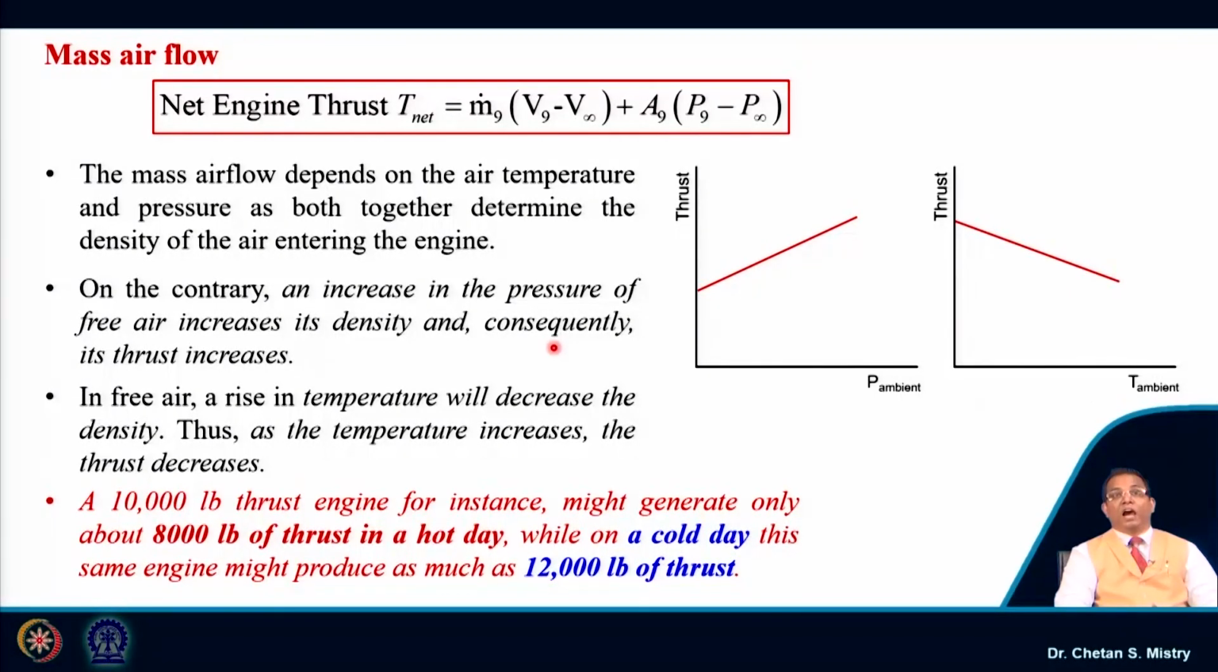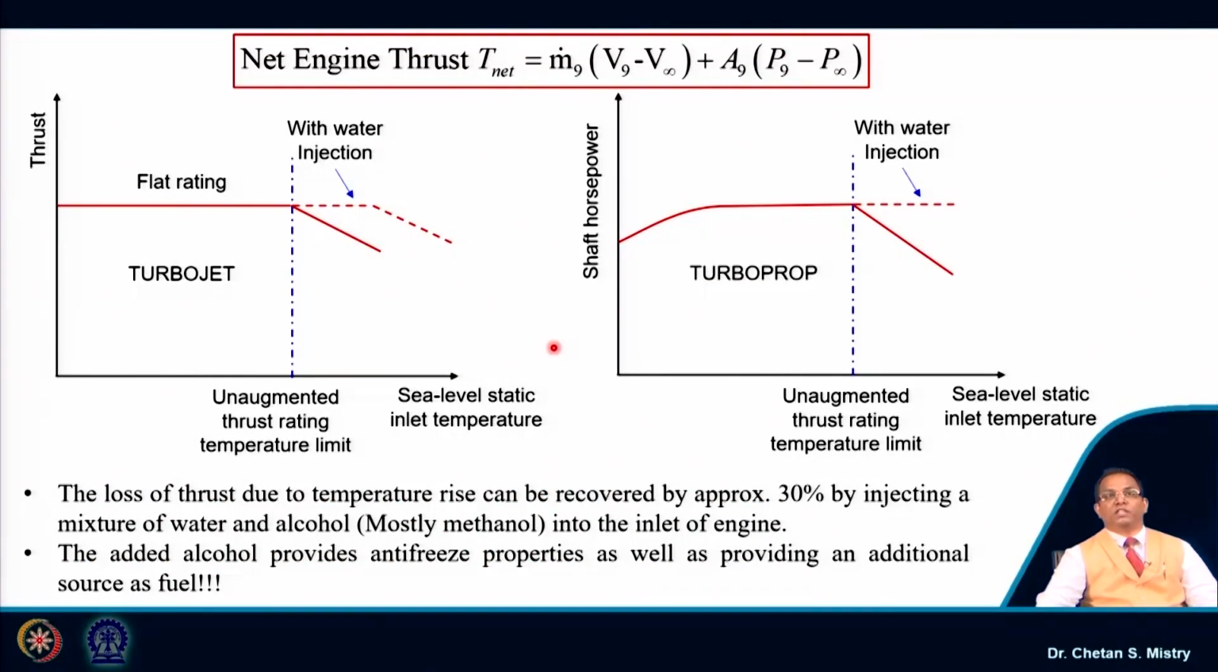Basically, they are mixing alcohol with water, and that is being injected at the entry. When we inject that, it increases the density of the air. And when we increase the density of the air, it gives the thrust we are looking for. So, just look at this scenario. It shows the temperature effect on the thrust that is generated. By water injection, we are increasing the temperature limit.